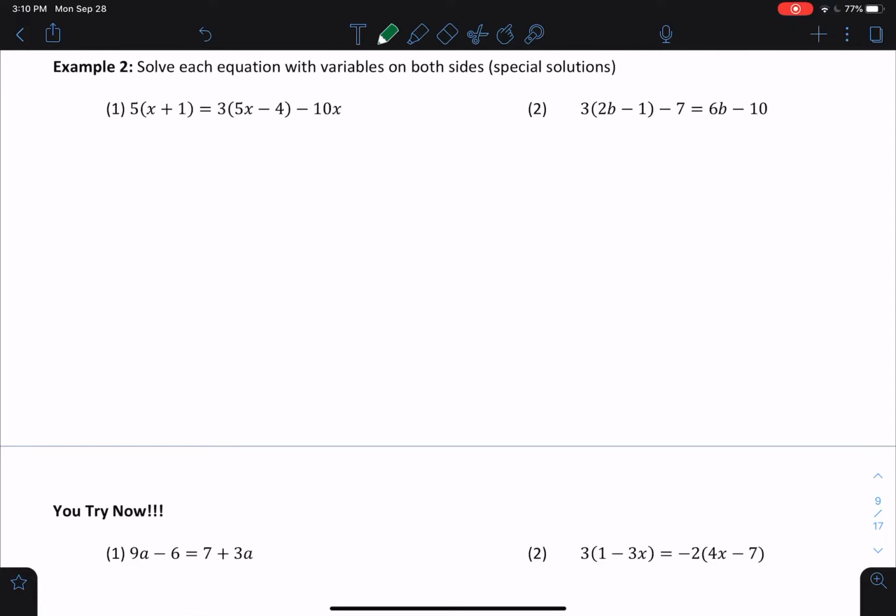All right, in this video, we're going to solve each equation. It's got variables on both sides, but these are going to be a little different than in the previous video. Let's see why. So in example 1, first thing, got to distribute the 5.